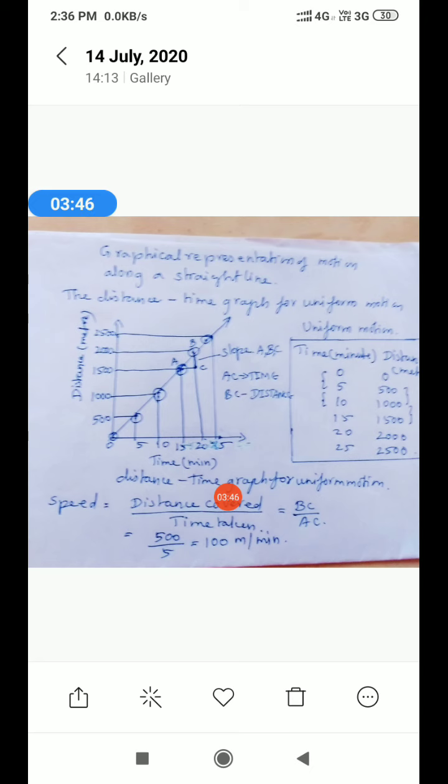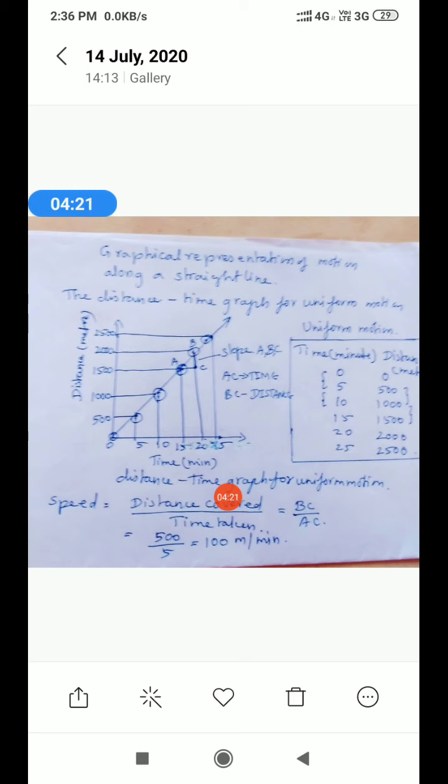While plotting the graph, it is a straight line. See the slope A, B, C. Here AC is the time, BC is the distance traveled. So this is the distance time graph for uniform motion. Formula: speed equals distance covered by time taken. Here the distance is BC and time taken is AC. Here distance is 500.